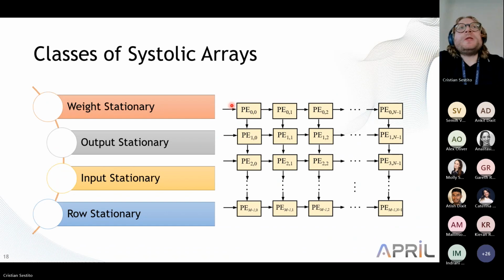Now, according to the way in which data moves and the way in which a processing element may store locally a piece of information as long as it is required, we might have different types of dataflow stationarity: weight stationary, output stationary, input stationary, row stationary. As an example, in a weight stationary systolic array, we load the weights, the kernels of the convolutional layer, and we save them at the processing element level as long as they need to be used.